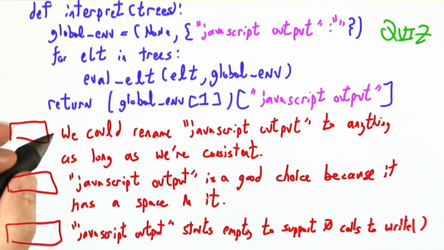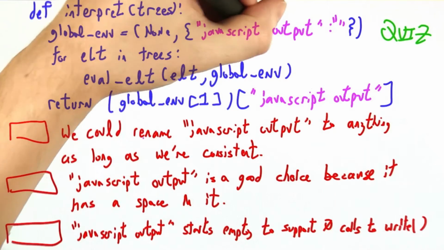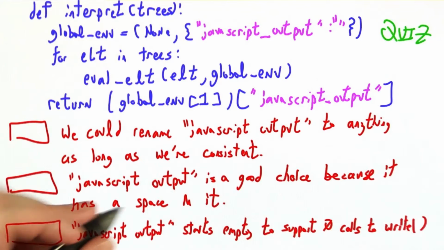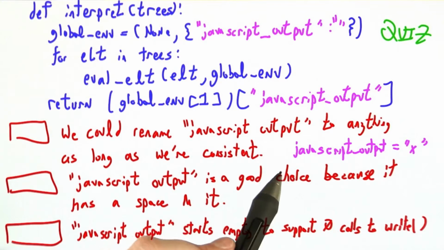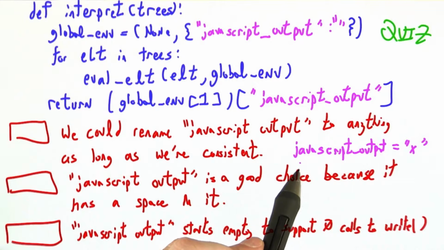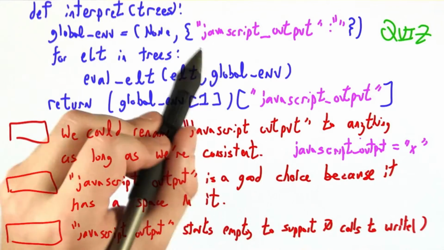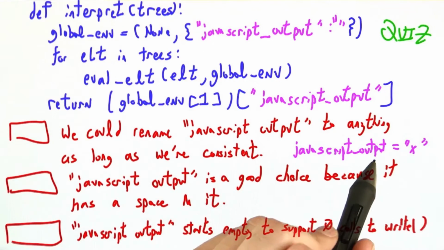Well, let's go through them together. We could rename JavaScript output to anything as long as we're consistent. This is very tempting. Why don't I change this ugly space to an underscore? Well, the reason is that if the user knew that, in their embedded JavaScript fragment, they could assign to the variable JavaScript underscore output. And because we're piggybacking on our environment, they'd find it and they'd collide with it.